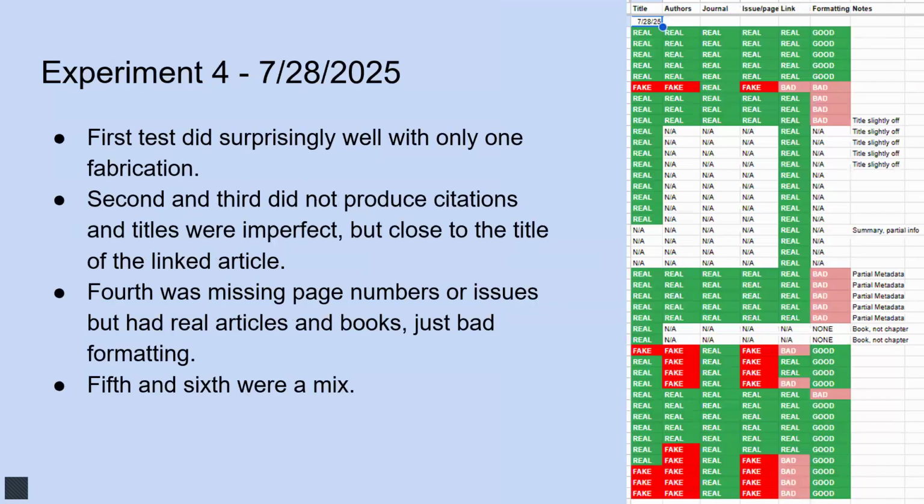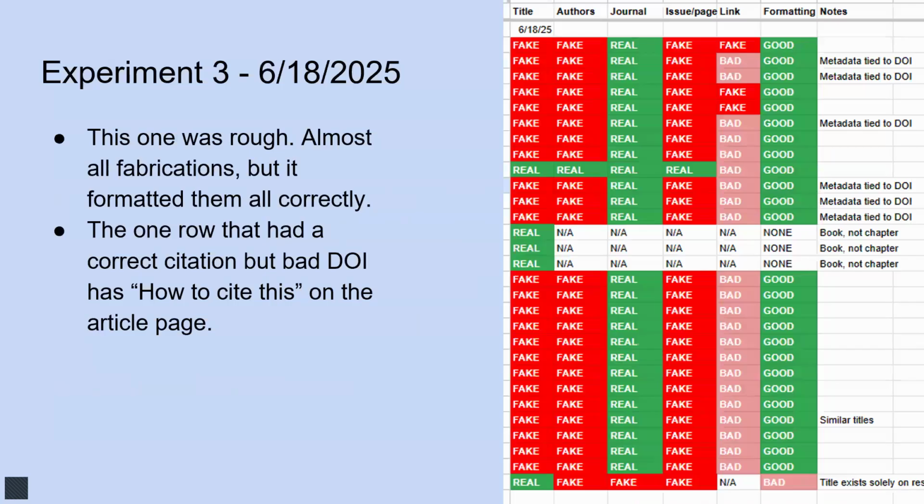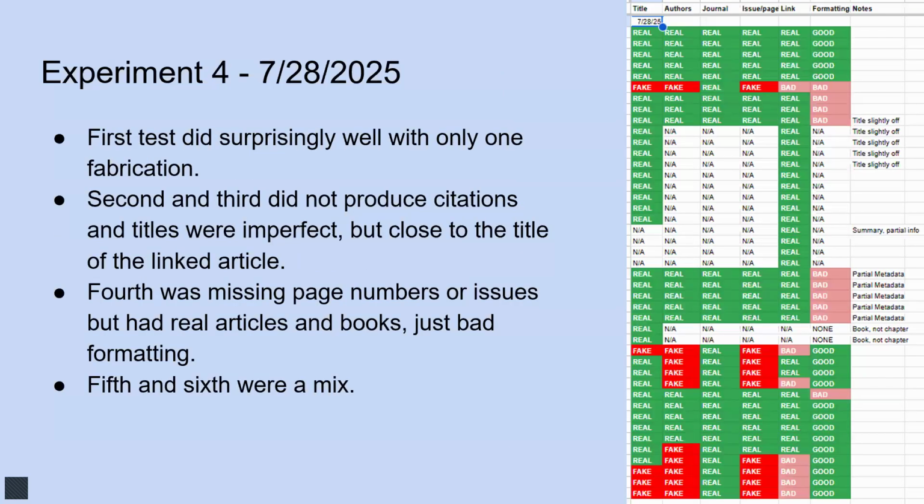Experiment 4 was very different. It provided a lot of real information and real articles, which was very curious. And so I started looking through it, and all of the links, like I think 95% of them, went to PubMed, which made me realize that at some point between June 18th and July 28th, ChatGPT had scraped PubMed, and now suddenly it was producing much more accurate information, which to a certain extent is interesting and also a little scary.